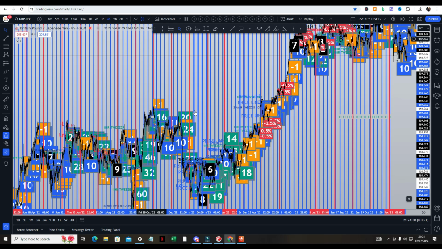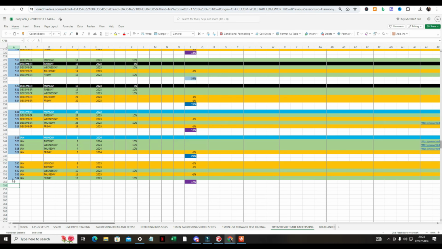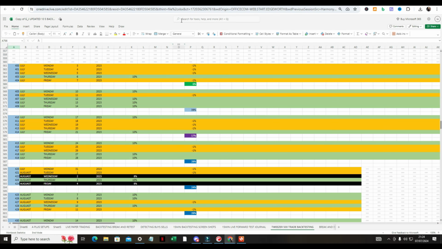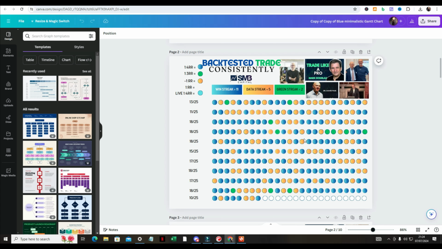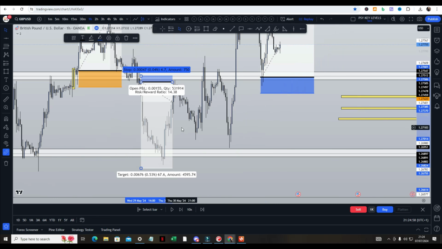I've got my backtested data, more than 500 trades backtested. Look at this, 534 trades. I jotted this manually myself on Canva, because I wanted to see how many wins take place in a row, how many losses take place in a row. So I've got my data, right? I do everything the proper way.